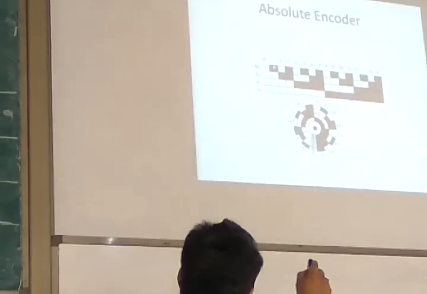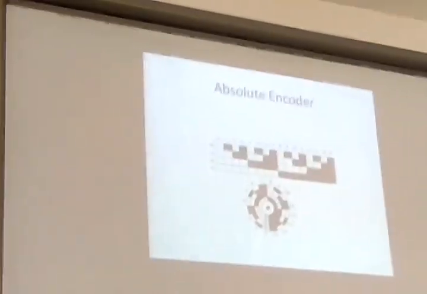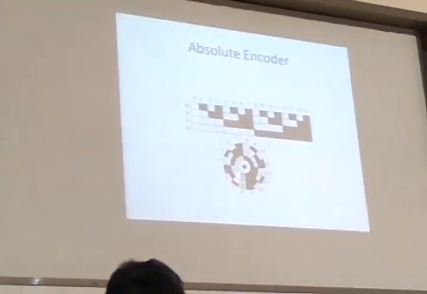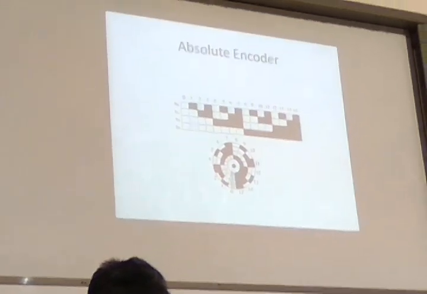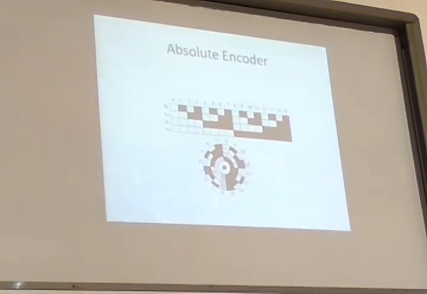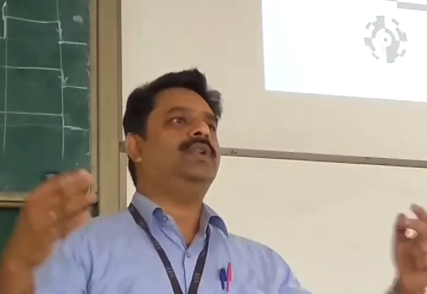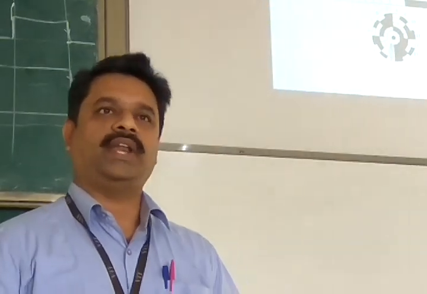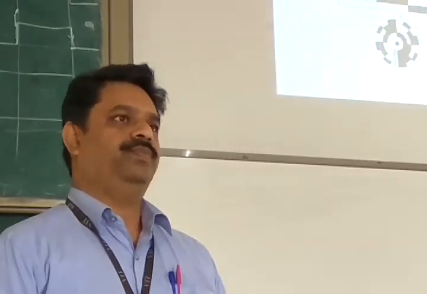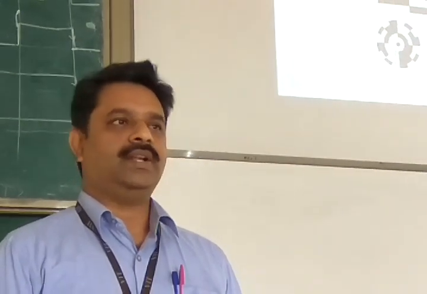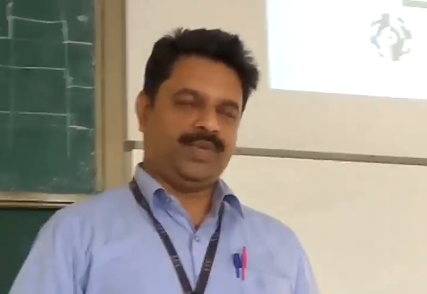The same matter in a rotary form. You see, all blank, zero. This is 1 1 1 1, then 1 1 1 0, like that. 1 1 0 0 1, like that. Whatever it is, you just make it in a circular form, and it becomes a circular or rotary absolute encoder. Any questions? Is it clear?